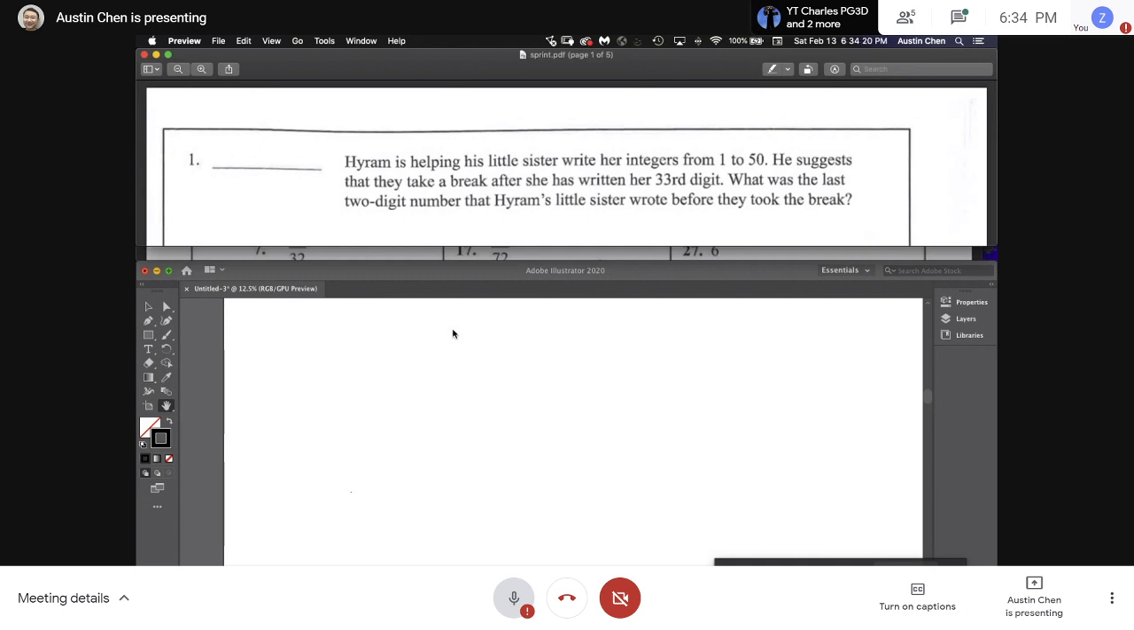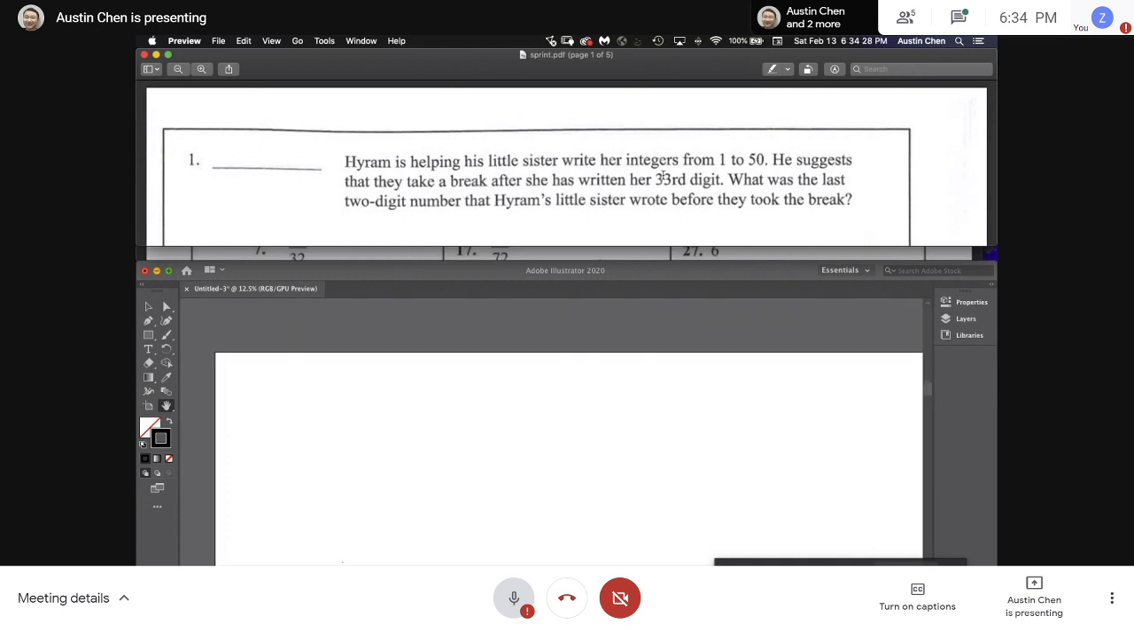Okay, so they're writing integers starting from 1, and we're counting how many digits they write, and after she's written her 33rd digit, they take a break, and we want to know what's the last 2-digit number they wrote before they took the break. So we should figure out where this 33rd digit is. If we start writing from integer 1, all the 1-digit integers take up 1 digit each, right? So when we write the integers from 1 through 9, we're going to use 9 digits in total.